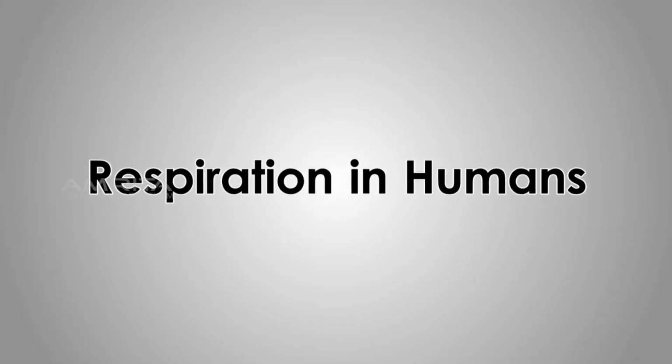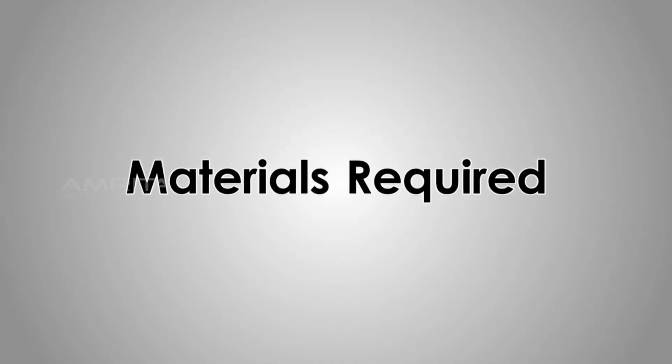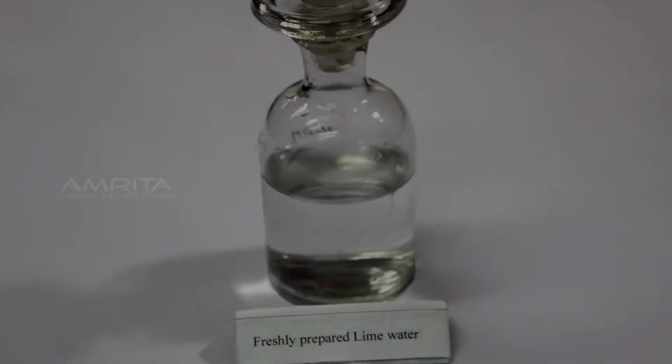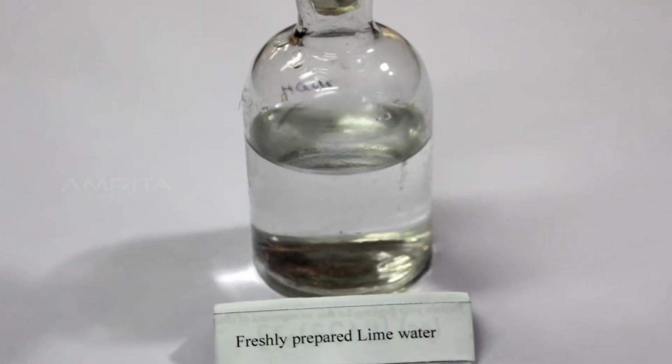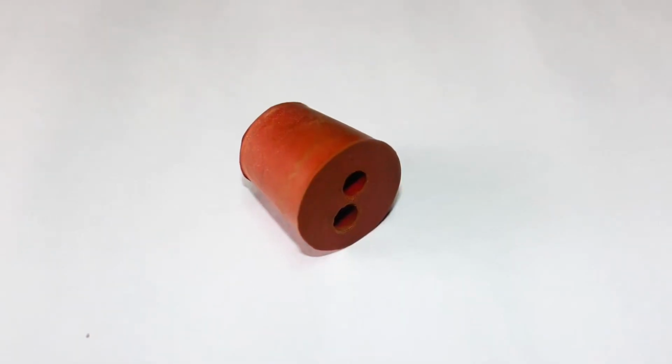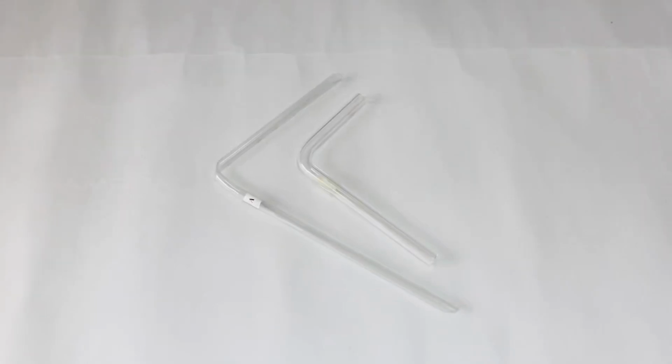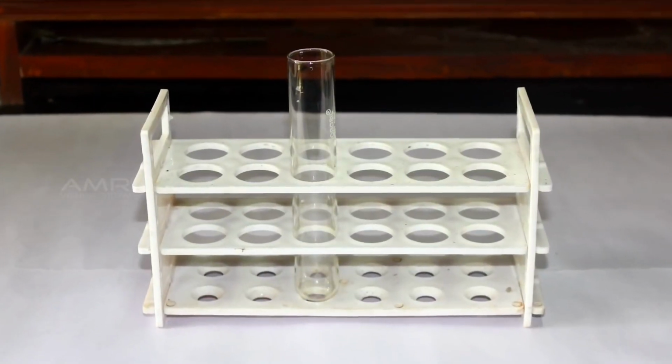Respiration in humans. To do the experiment, we require freshly prepared lime water, a cork with 2 holes, 2 glass tubes bent at right angles, and a boiling tube. Procedure.